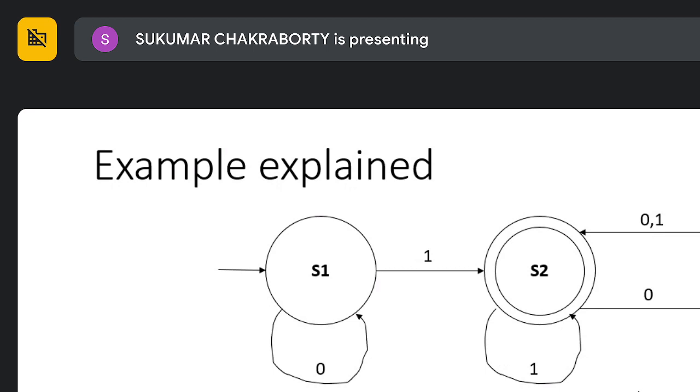ending with 1 or ending with an even number of zeros. This ending with will be here. So either it ends with 1 or it ends with an even number of zeros.